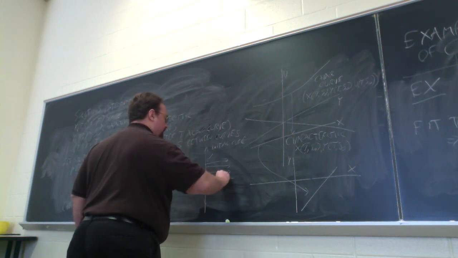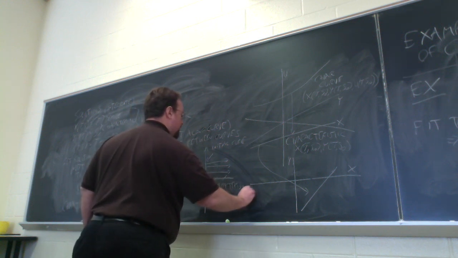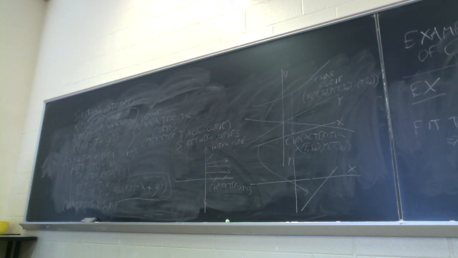So as tau increases, these are your characteristics, all the horizontal lines that start at the y-axis, and they just continue to the right as tau increases. Or if you want to allow tau to decrease, then they would go to the left. But often the tau variable is equated with time.